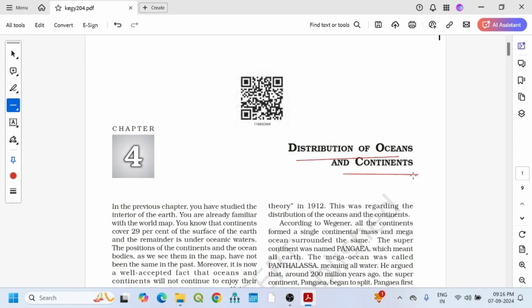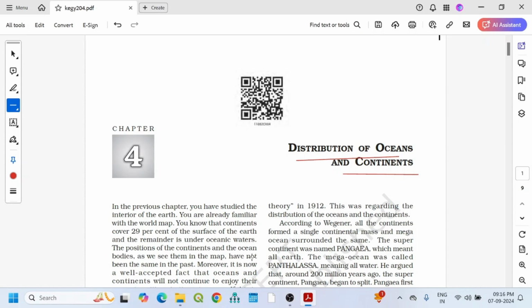This chapter explores the distribution of oceans and continents on Earth, highlighting their relative sizes, shapes, and locations. It discusses the continental drift theory, plate tectonics, and the process of seafloor spreading, which have shaped the Earth's surface over millions of years. The chapter also covers the characteristics of oceans, including their salinity, temperature, and depth, as well as the features of continents, such as mountains, plateaus, and plains.